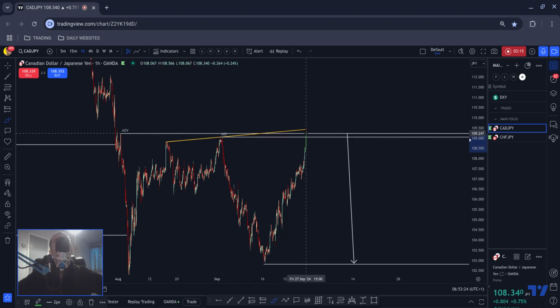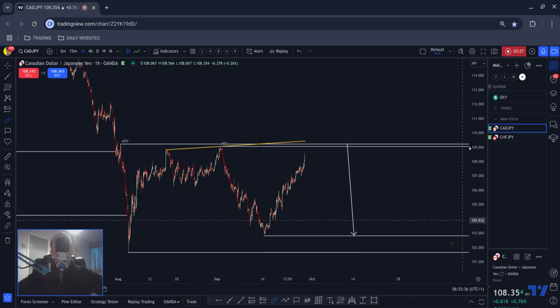Okay, so we may get here a little bit more quickly than we otherwise might have done, especially when we've got CPI coming out of the United States this afternoon, which may act as the catalyst to get price up to that area. Okay, so I'm factoring in all of these things.